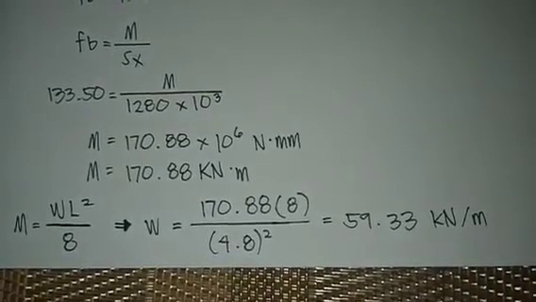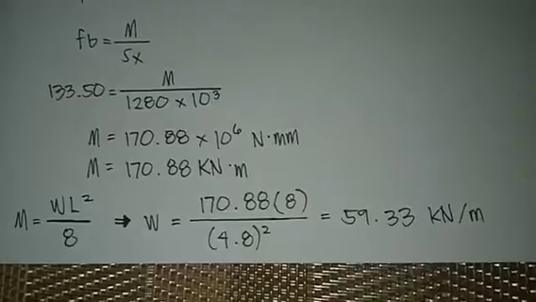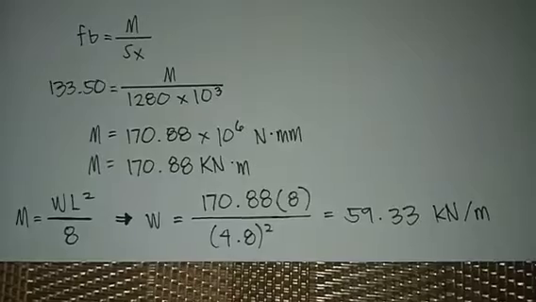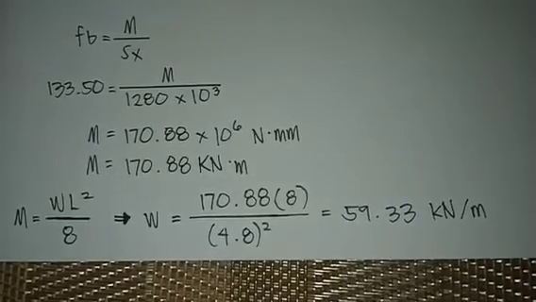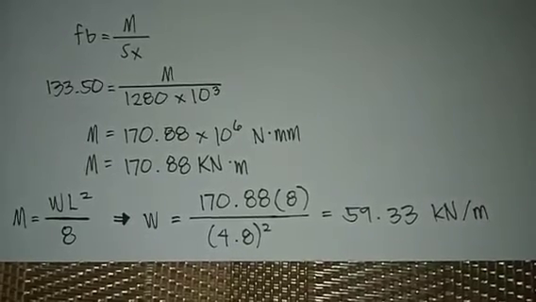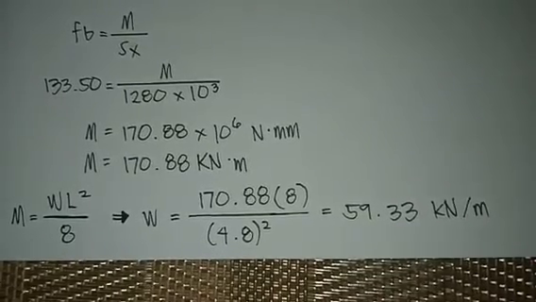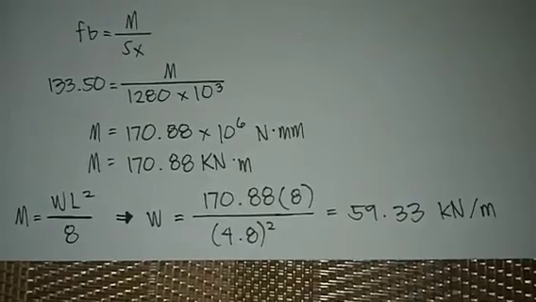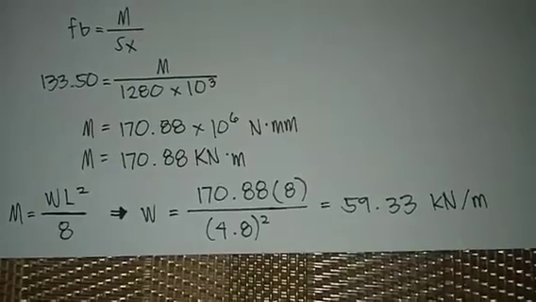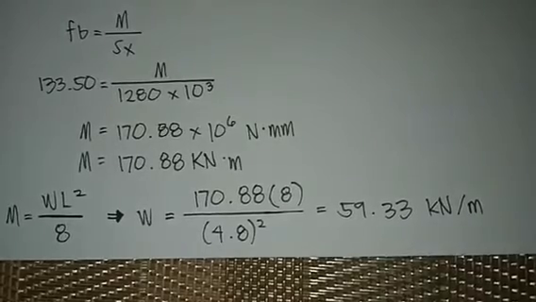Then, kuha na to ang uniform load nga W. So, M is equal to WL squared over 8. So, atong kuhaan ang equation. So, ato na W is equal to 170.88 times 8 over 4.8 squared. So, atong uniform load is equal to 59.33 kilonewton per meter.